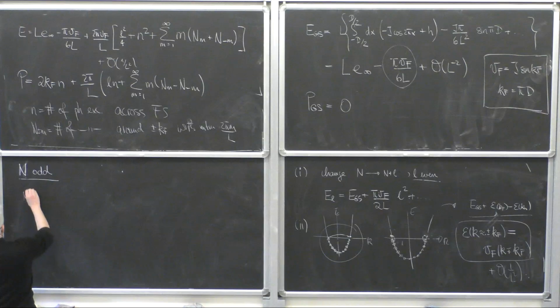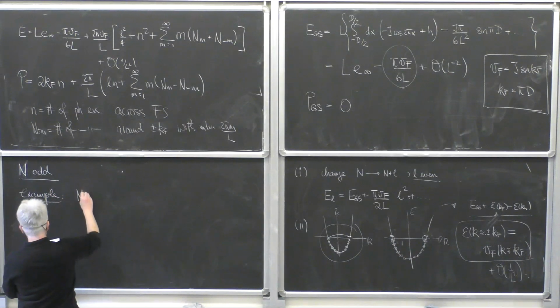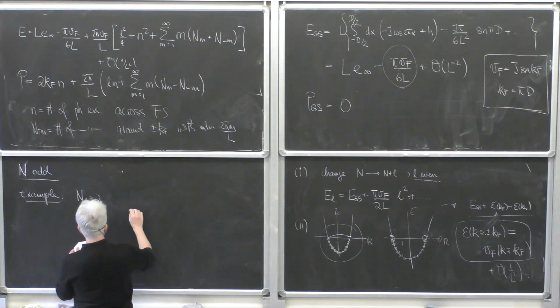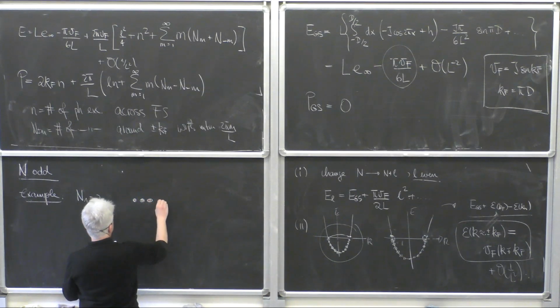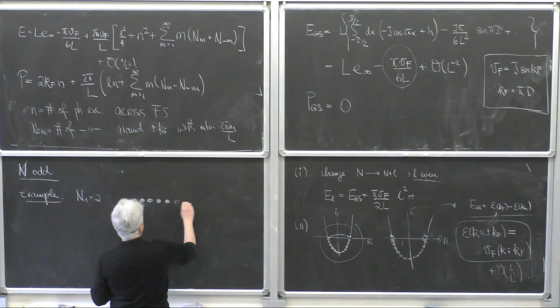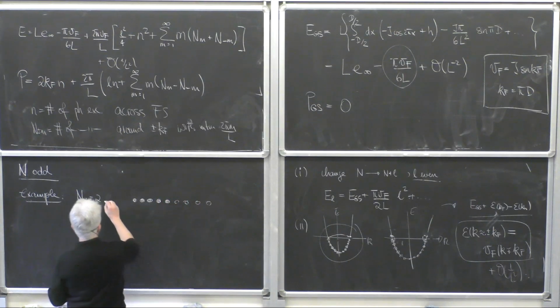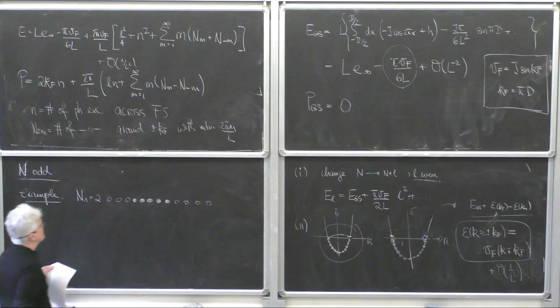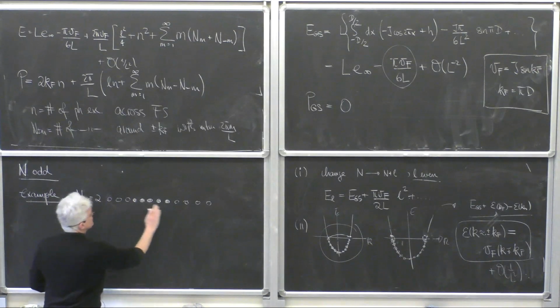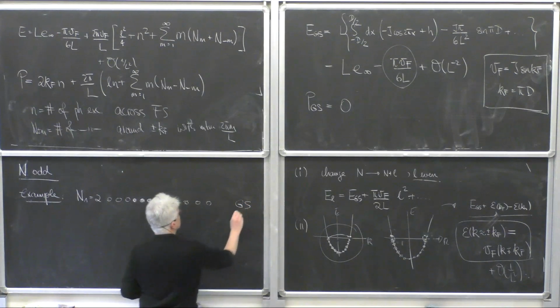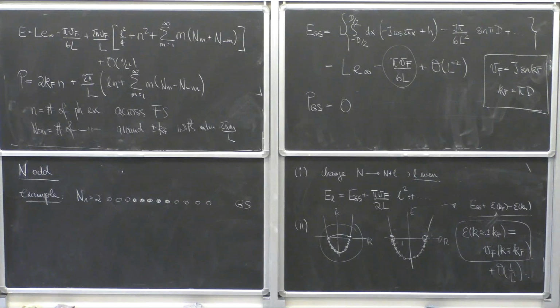So let's look at an example. With n1 equal to 2. So my Fermi sea might look like this: 1, 2, 3, 4, 5. And then here I have all the empty sites, all the empty momenta. So this would be my Fermi sea. This would be the ground state for 5 fermions.